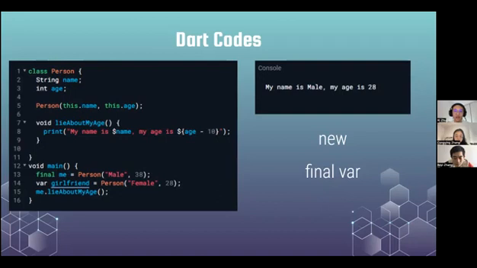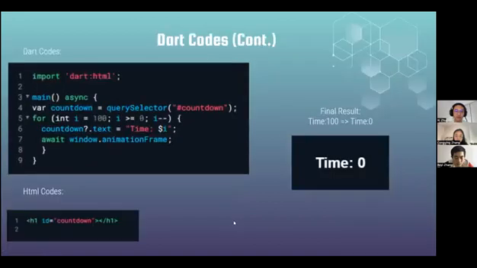One more important point, Dart is strongly typed. We don't need to specify the type of the variables. Instead, Dart infers the type for us at compile time. This is one of the reasons Dart is a modern programming language.